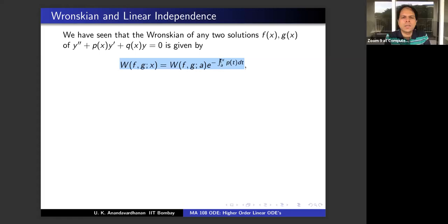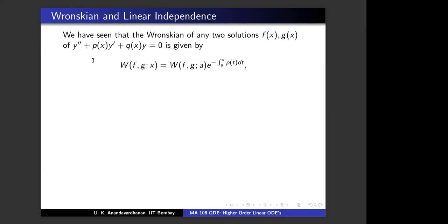So what was the main point here? The main point is that the Wronskian in general depends on the Wronskian at any one point and only on the coefficient of y prime. It does not depend on q(x). Do you think there is a generalization of Abel's identity to nth order? Yes or no? Yes.